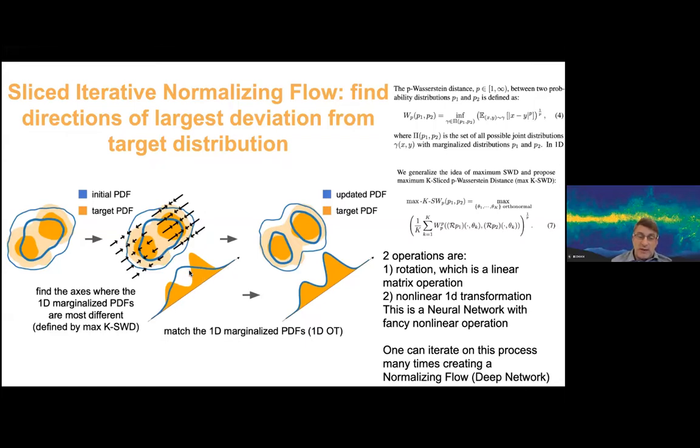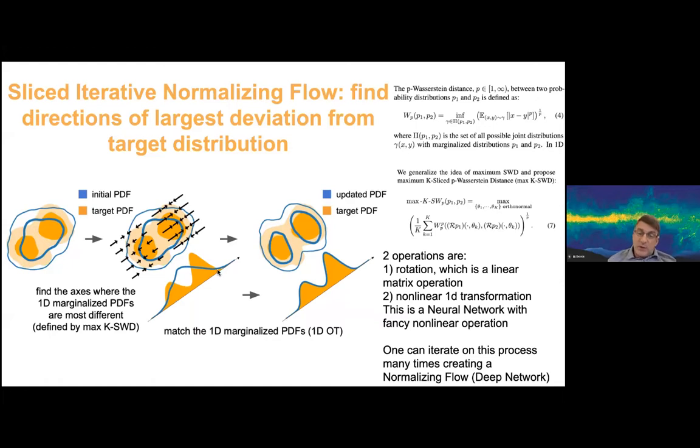And how do we find this? Well, we see that the PDF of blue is very different from the PDF of orange. How do we look for these directions? We actually use Wasserstein distances in this case. And so the distance is in some sense the best possible distance, well, in a well-defined Wasserstein sense. This is an optimization problem, right? Because we optimize over all possible directions to find the largest possible deviation.